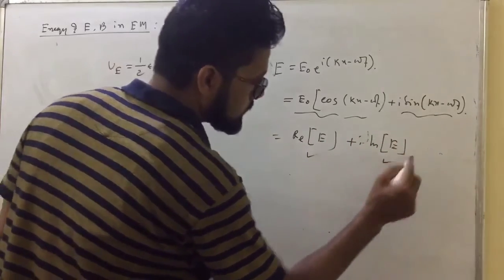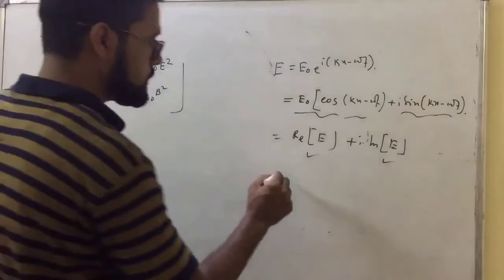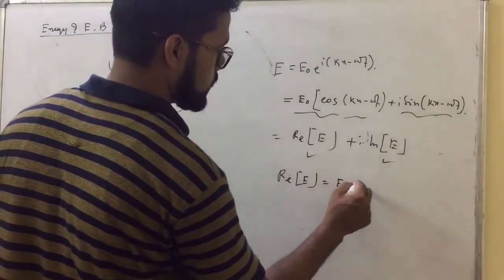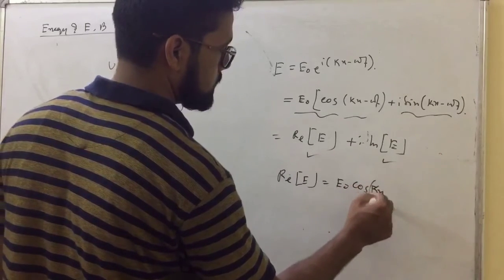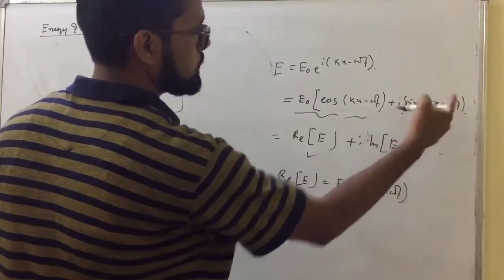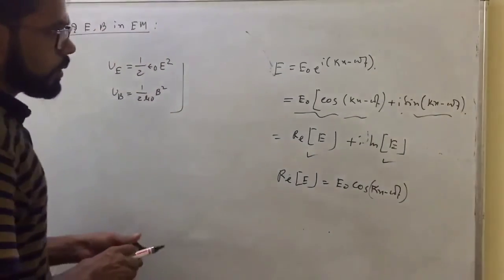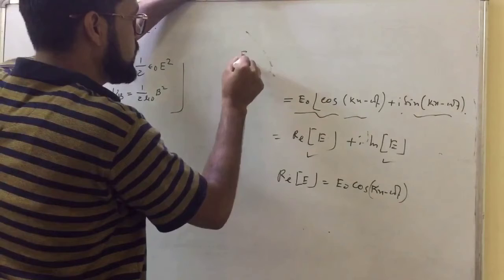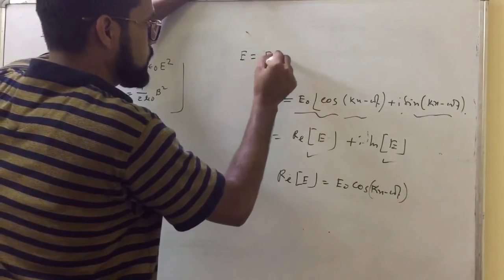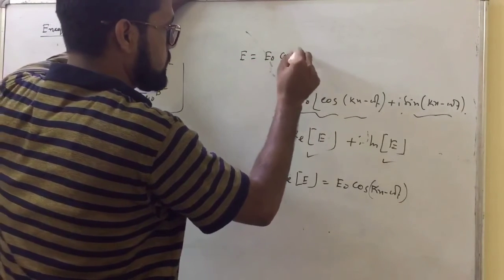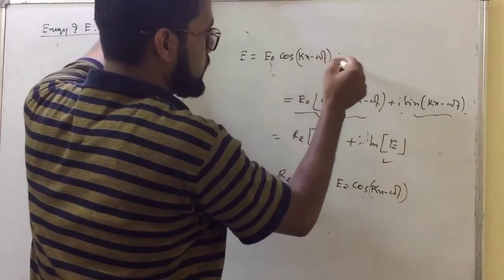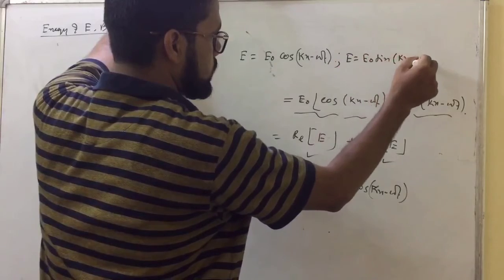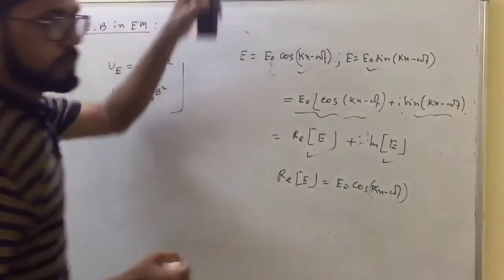You can take either part, the answer will remain the same. So the real part of E is E naught cos(kx minus omega t). I simply take the real part, so I assume the electric field in trigonometric form is E naught cos(kx minus omega t). Or if you want, you can take E equal to E naught sin(kx minus omega t). The result in this case will remain the same.